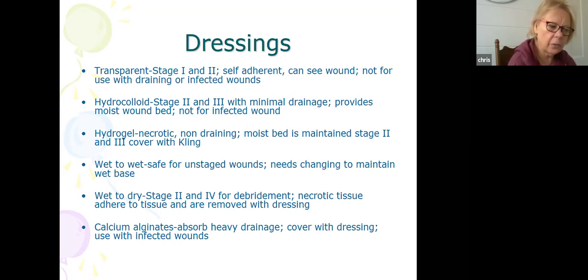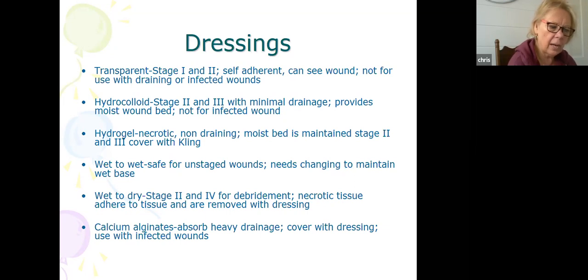Hydrocolloid, and these first 3 are really autolytic. What does hydro sound like to you? Water, right? Hydrocolloid. This is for stage 2 and 3 wounds with minimal drainage. It will make sure that the wound stays wet. So hydrocolloid, water, keeping the wound wet. You don't use it for an infected wound, and it's best for mild to moderate draining wounds.